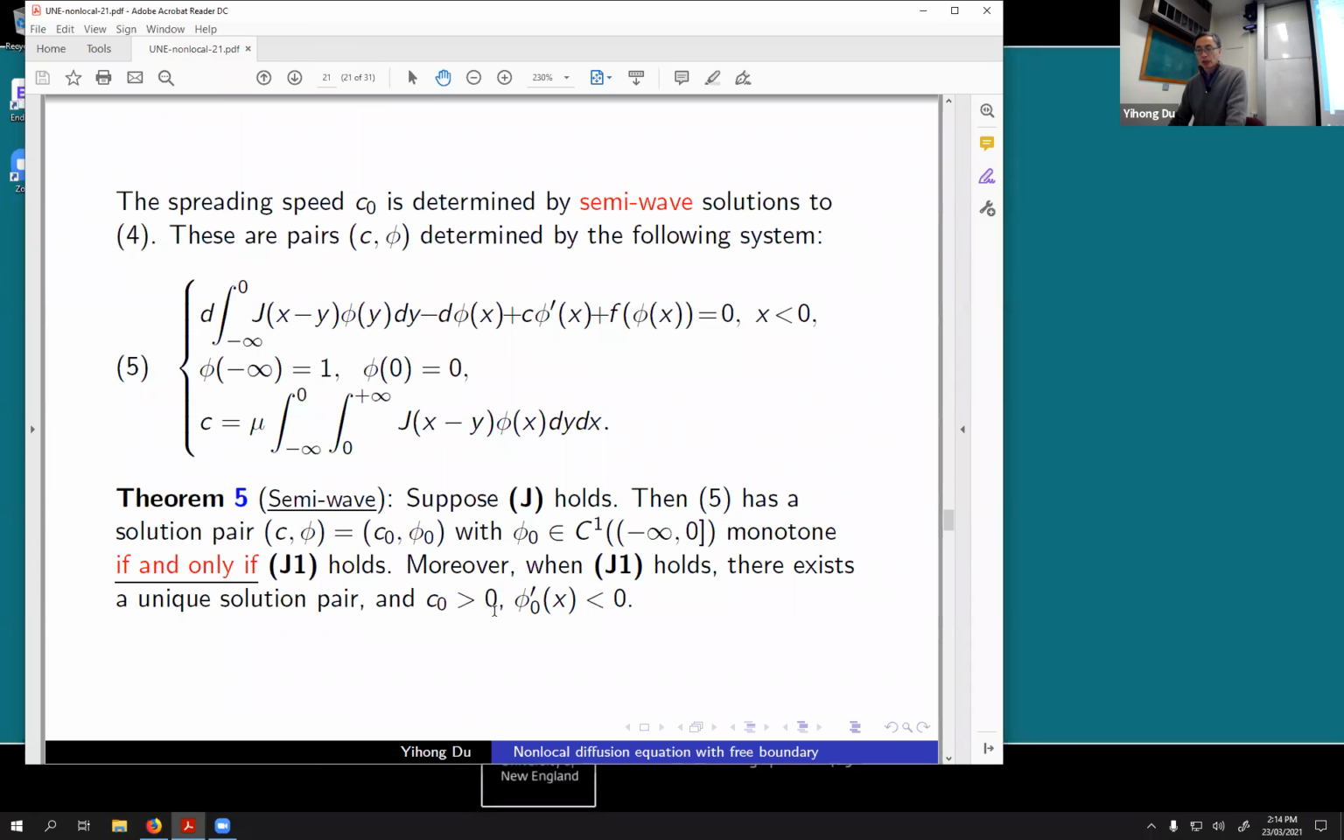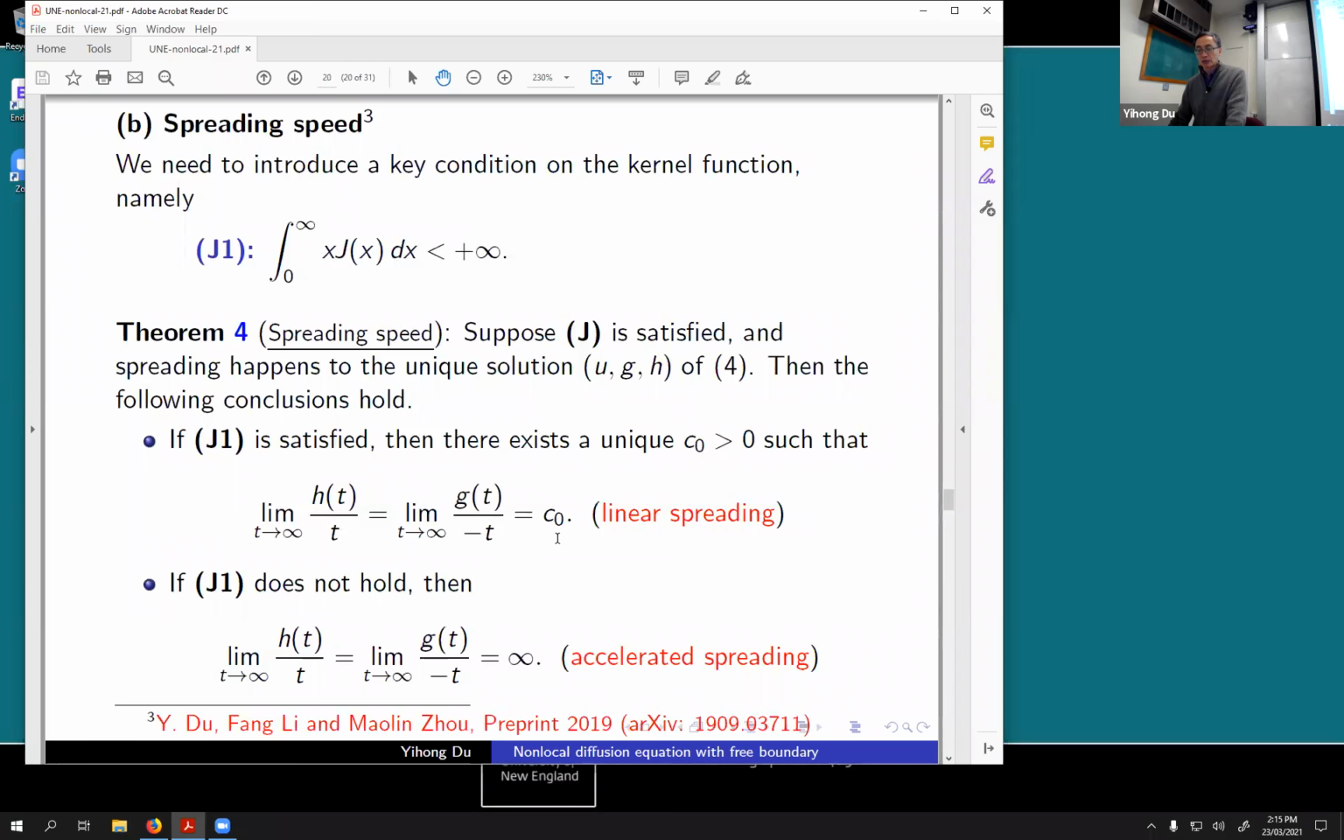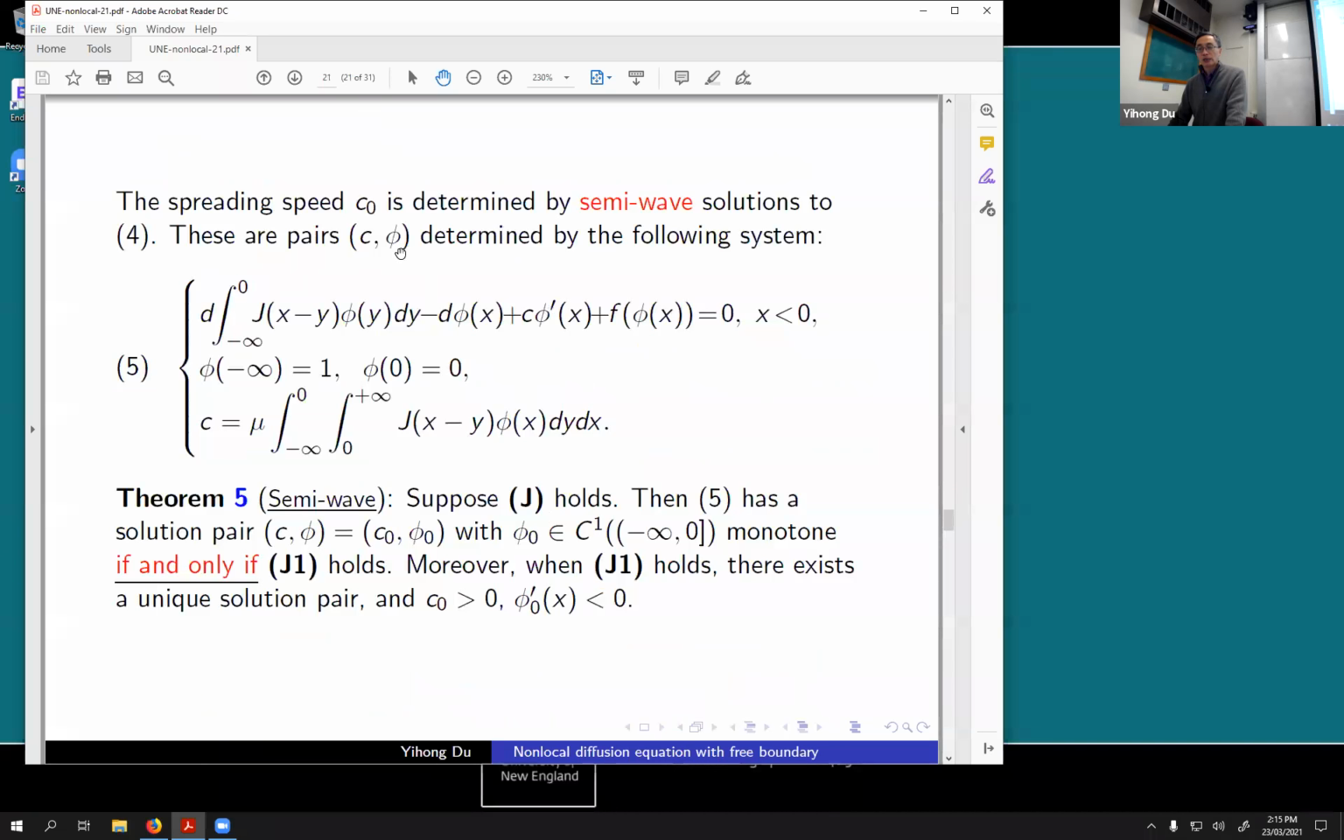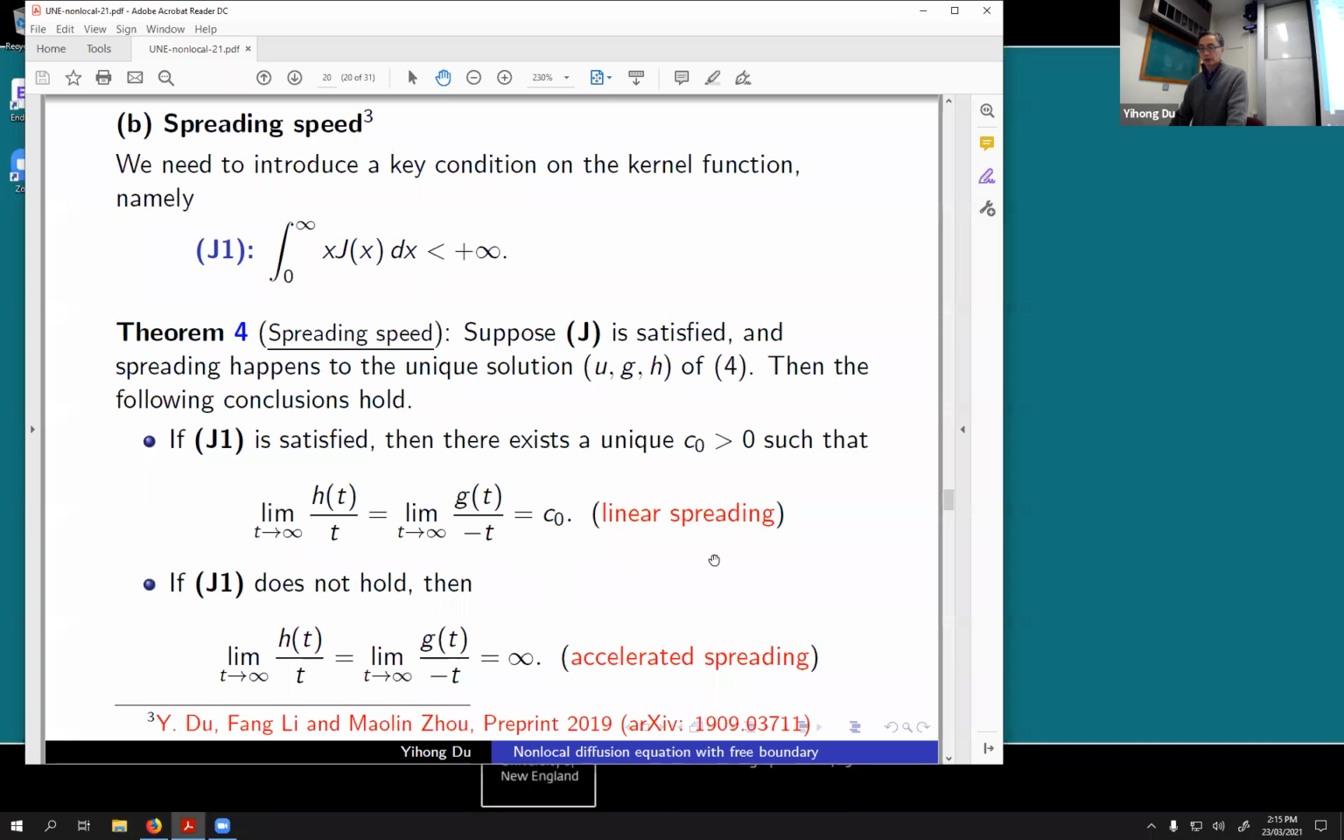And then of course I should also mention how to get the C0. To get C0, you look for a self-similar solution, and in the nonlocal diffusion setting, that's the problem. We can show this problem has a unique solution when J1 holds, and it has no solution if J1 does not hold. So that's how to determine C0. If J1 holds, we can determine C0 and we have a linear spreading. If J1 does not hold, we don't have a C0. Of course, you shouldn't, because the spreading speed is infinity, it's accelerated spreading.